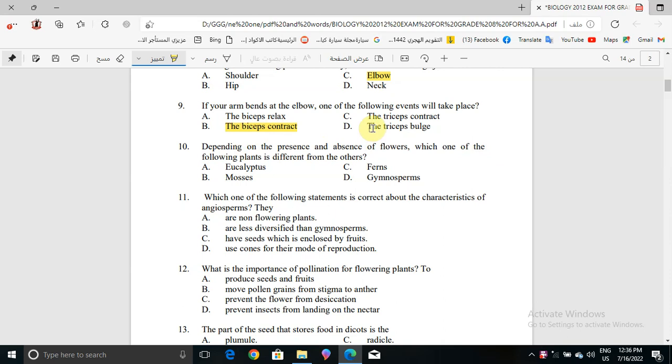It's written there. Now question number 10, depending on the presence and absence of flowers, which of the following plants is different from the others? Eucalyptus, mosses, furnace, or gymnosperms? The answer will be eucalyptus, because eucalyptus, depending on the presence and absence of the flowers, is also different from mosses, furnace, and gymnosperms.